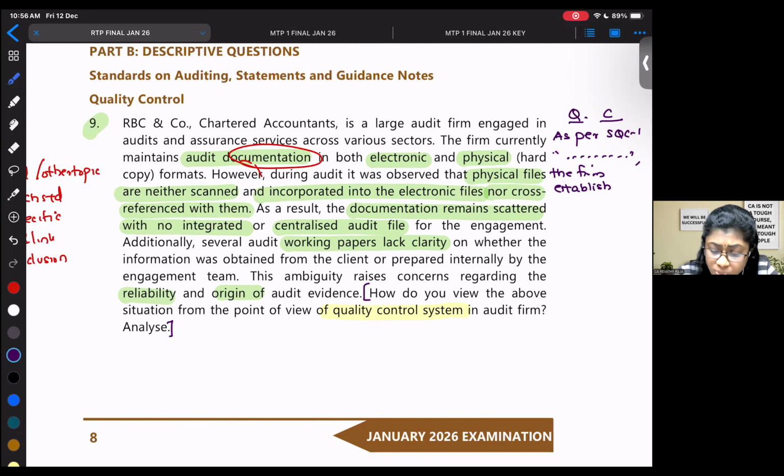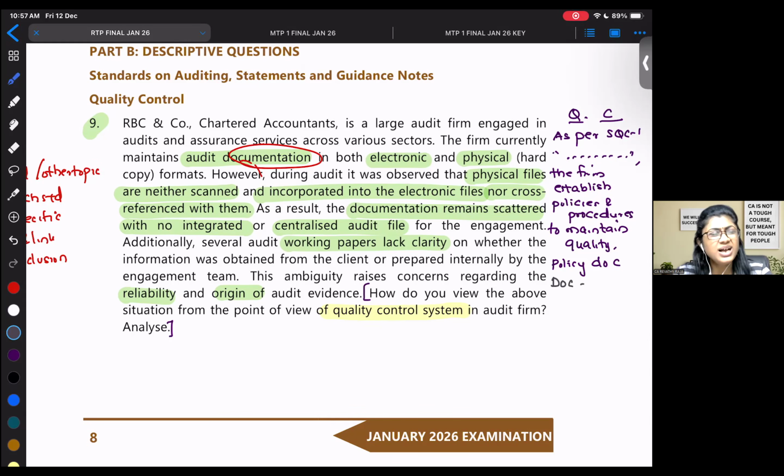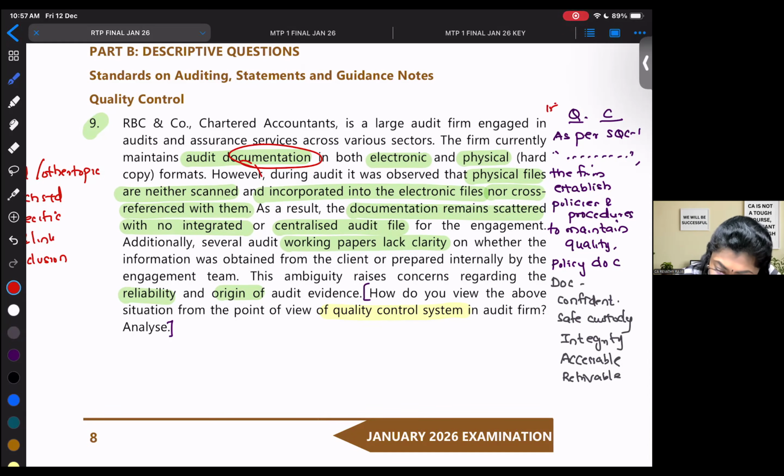That standard says the firm shall establish what? Policies and procedures to maintain quality. One of the policies is relating to documentation. There are a few words which you should be careful about. Documentation should be, can you say? Confidentiality should be maintained. Very good. It should be in safe custody. Documentation should have integrity. It should be easily accessible and retrievable. This much you will write in the first para. Can you acknowledge whether you understood? So the first para you will elaborate as per SQC, what it is, then you will say regarding the documentation.